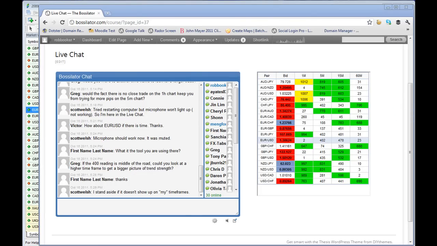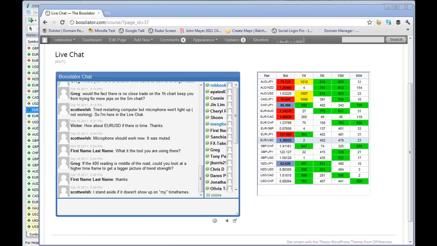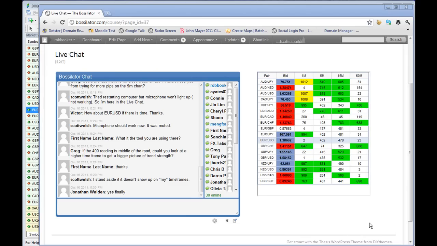Scott's here, and I'm going to make him an organizer and see if we can turn on his microphone and get him here as well. Excited to have you here, Scott. Let me know if you hear me. Can you hear me now? Yes. Nice to have you here. Excellent. Thanks for being here, Scott. I really appreciate it. It's good to have you here.